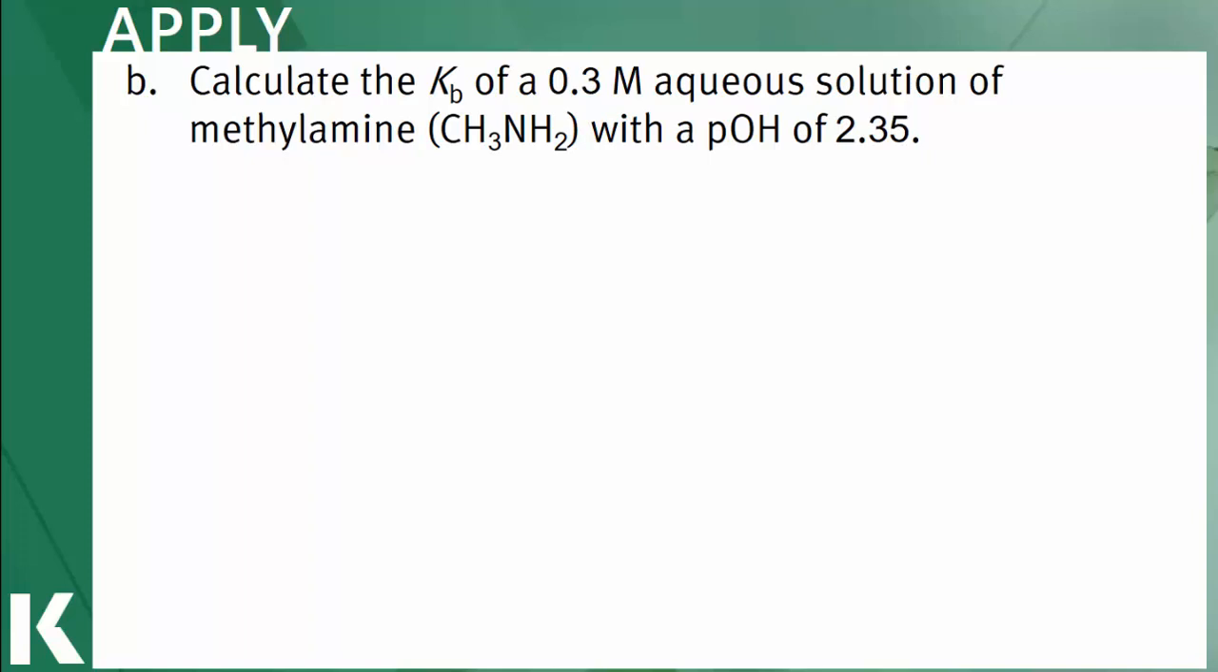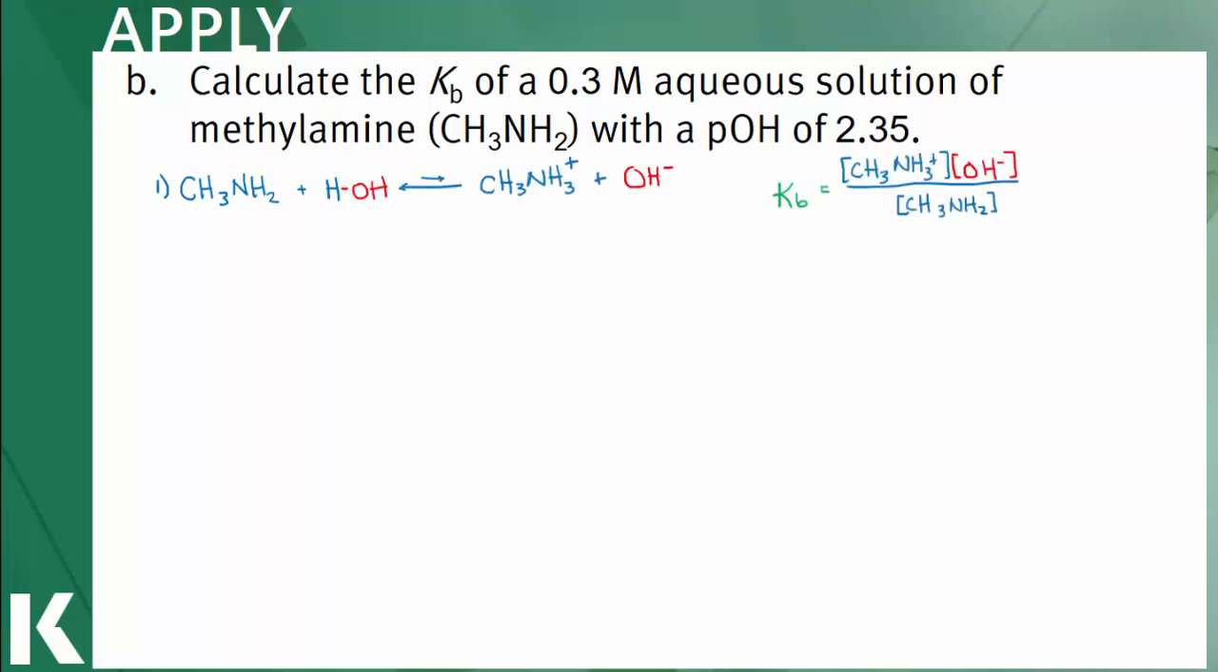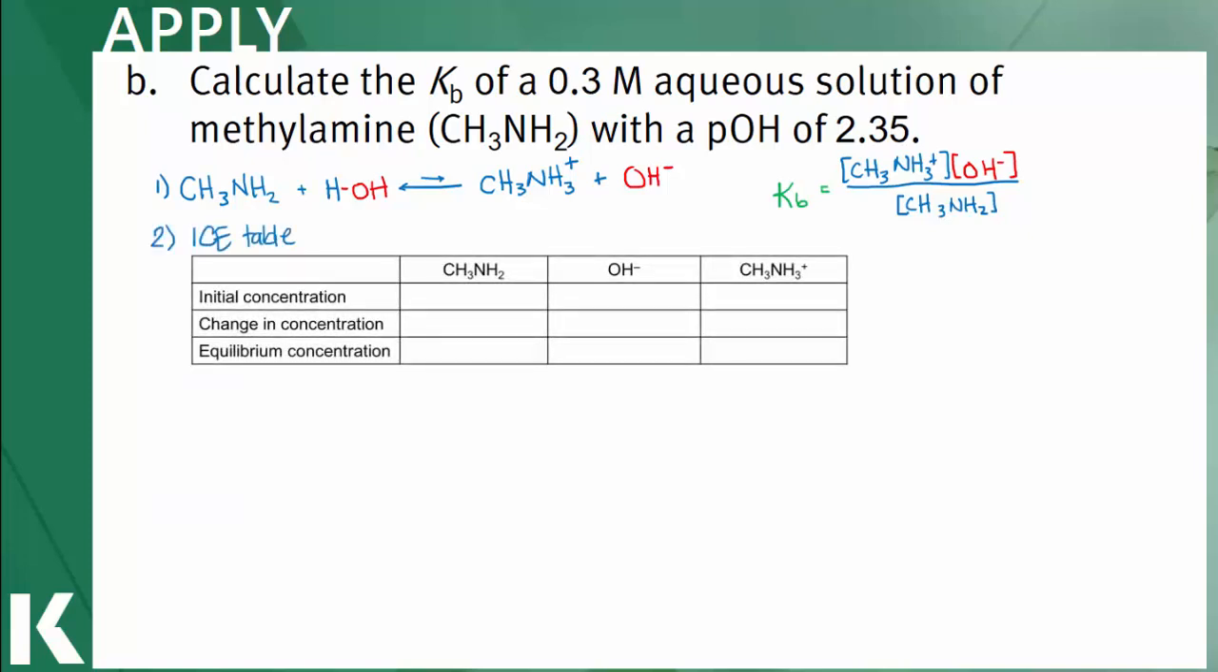This next question asks for the Kb of the same methylamine given a concentration and a pOH value. We need to use the first method described earlier. First step is to draw out that dissociation reaction and the Kb expression, which we already did. Next is to set up the ice table and to fill it in.